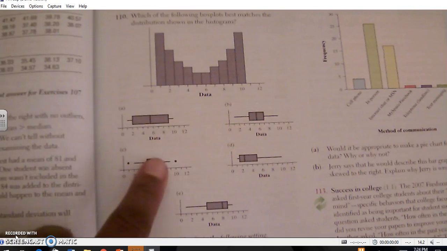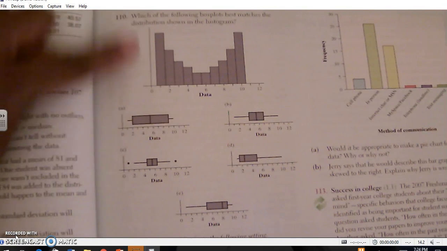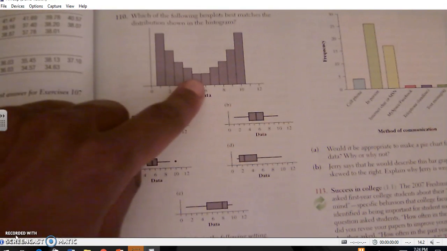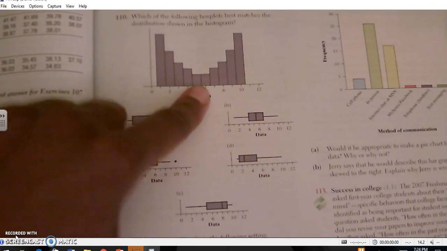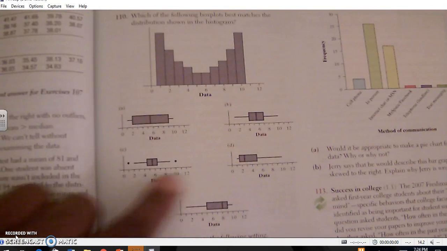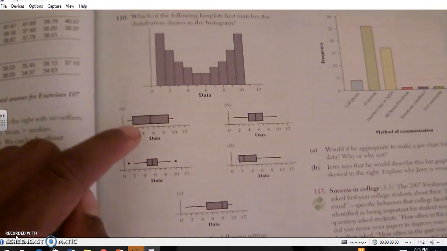Now, if you think about it, this is a histogram. This vertical axis represents frequency. Even though it's symmetrical, most of my data isn't falling right at the mean and median of this data. It's actually falling out towards the edges. So we wouldn't really expect to see any outliers because these values to the right and to the left are typical.